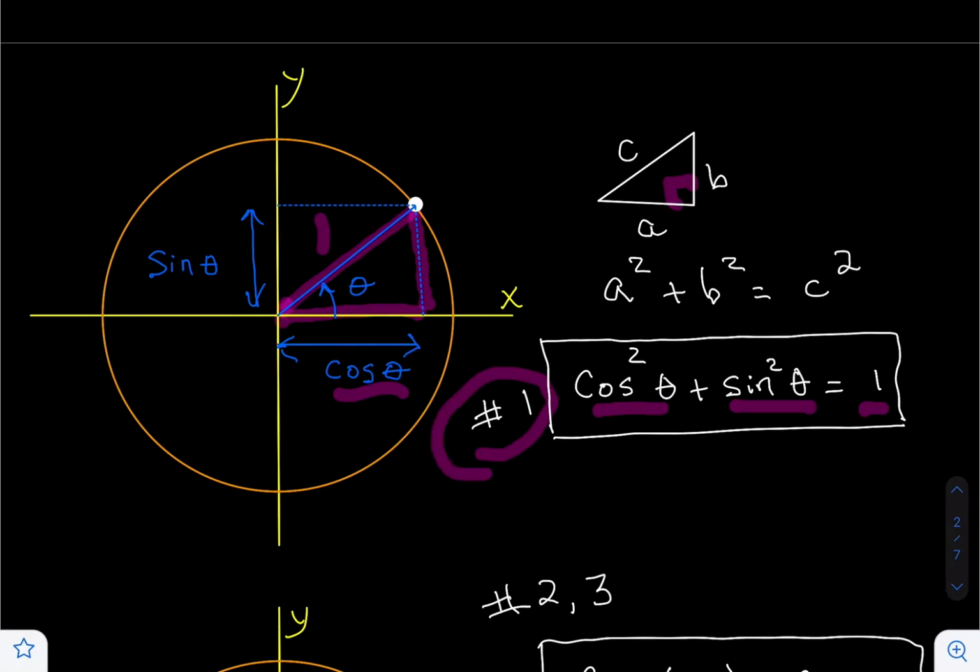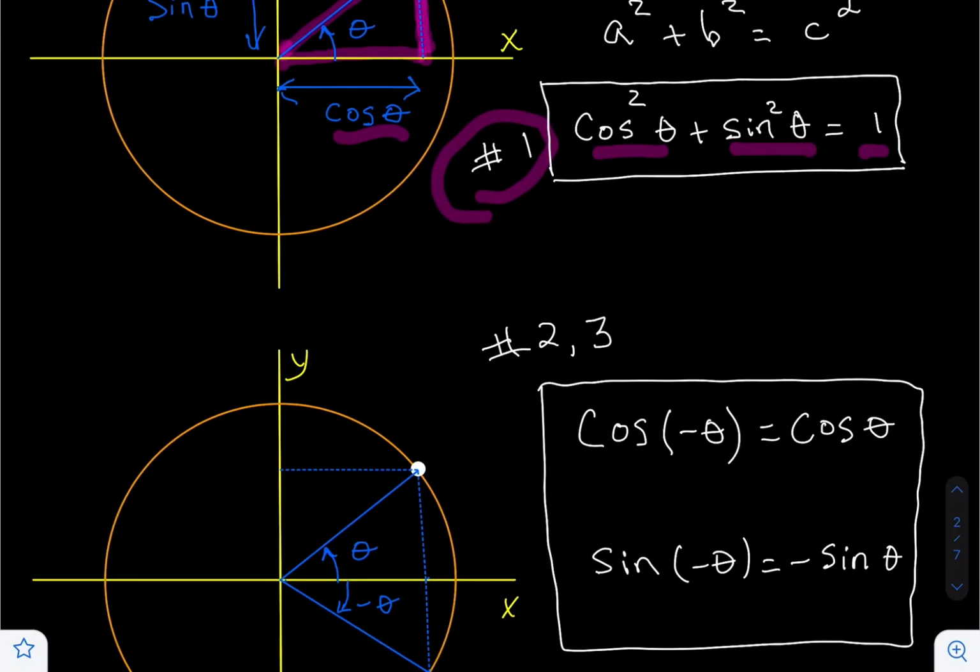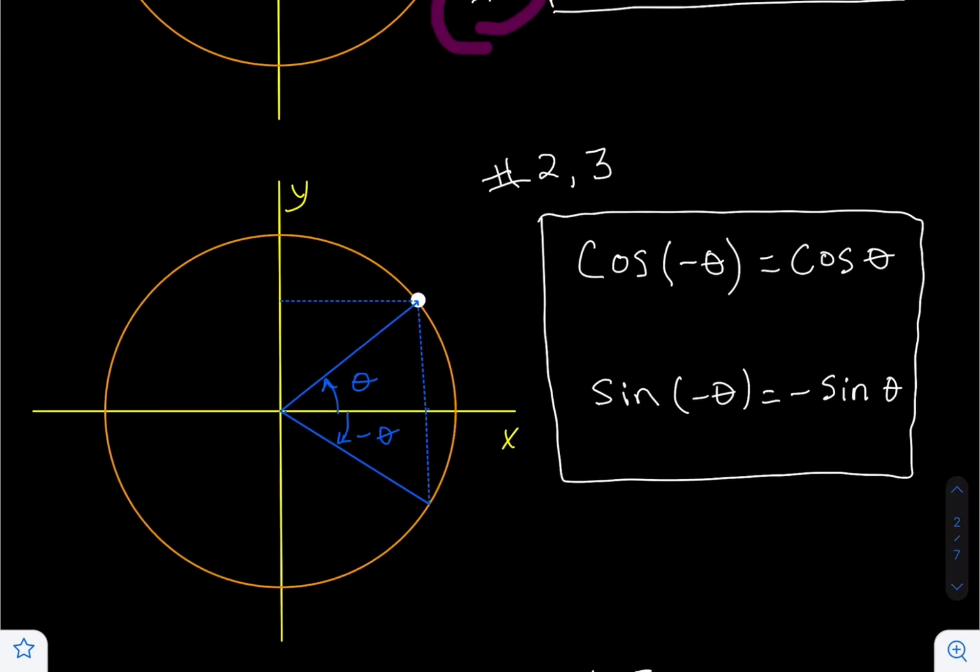Keep in mind that the projection of that point here is defined to be the cosine, and this here is defined to be the sine. And of course, it's cos squared plus sine squared is equal to 1. That's just basic Pythagorean theorem. Okay, so let's move to a few other simple ones.